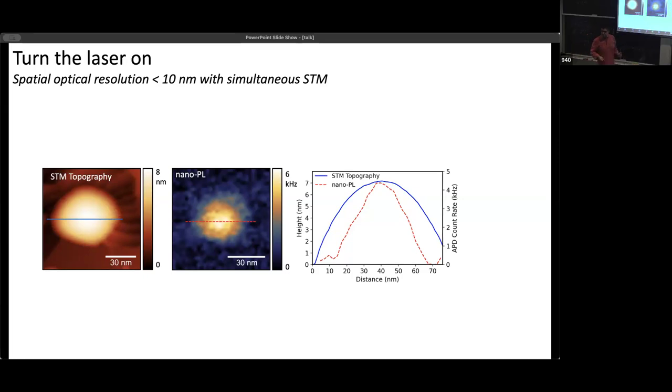Is there a dependence on bias? Are you just at the threshold? Yeah, so you can see, for example, a Stark shift. As you apply a bias, you're going to have a Stark shift on the excitons. That's going to give you a Stark shift in the emission, so easy.